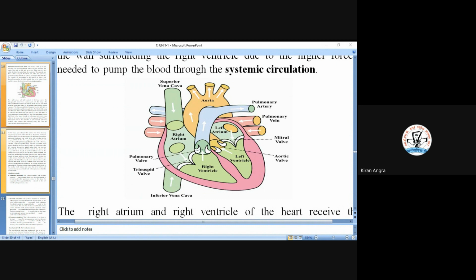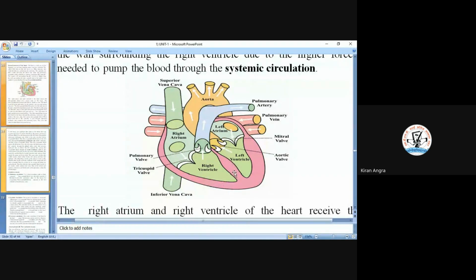and there is a valve. If the diagram is clear to you, there is a valve between the right atrium and the right ventricle, and this is called the tricuspid valve. Why is it there? This valve allows the blood to flow in only one direction. It should not go back from the right ventricle to the right atrium.